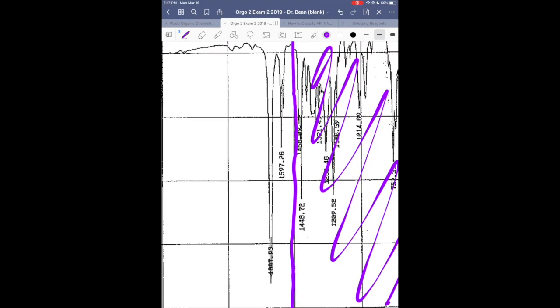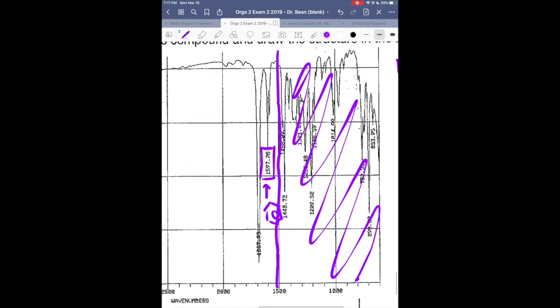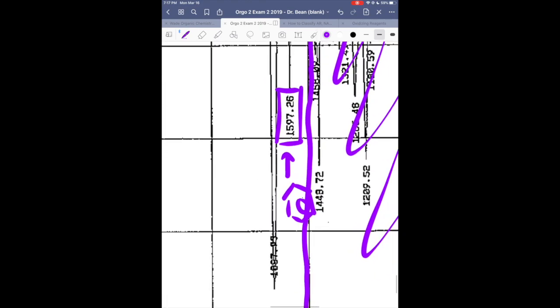So let's go back to the IR spectrum, see what we have. So we have a 1597.26. So that is going to be most likely... It's not deep. It's almost, I mean, it's almost 1500. So that's going to be your double bonds within your benzene ring.